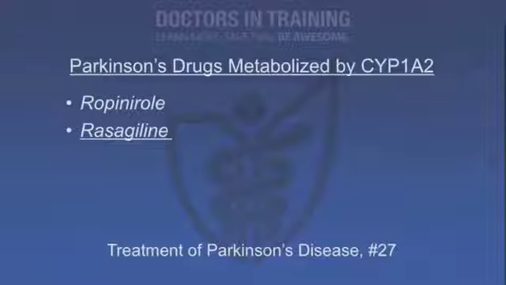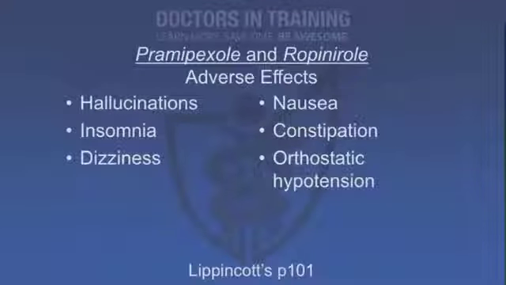Ropinirole is extensively metabolized by cytochrome P450-1A2. And what other drug did we mention just a moment ago that was metabolized by the same enzyme? Rasagiline. In terms of adverse effects, these drugs can cause hallucinations, insomnia, dizziness, nausea, constipation, orthostatic hypotension. Unlike bromocriptine, these drugs do not exacerbate peripheral vasospasm. And as we mentioned with bromocriptine, dyskinesias are much less frequent adverse effects than you see with levodopa.